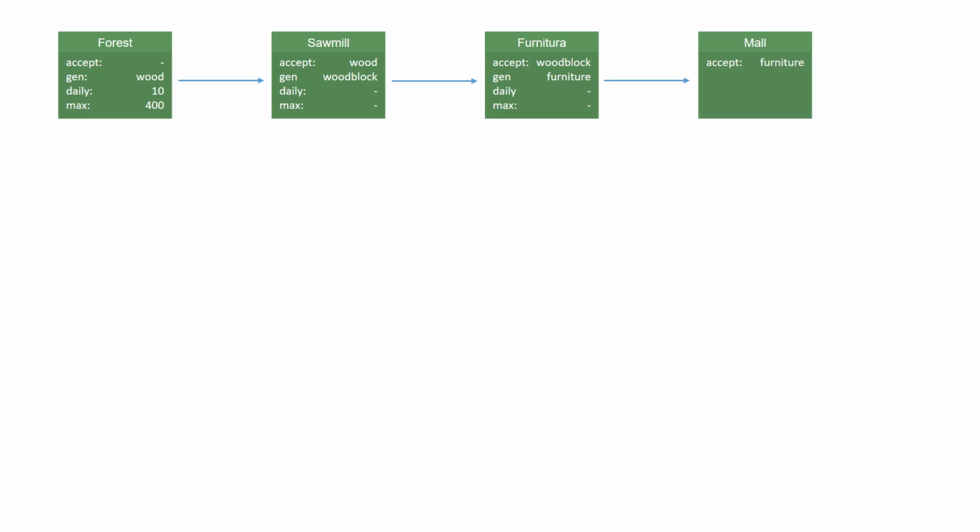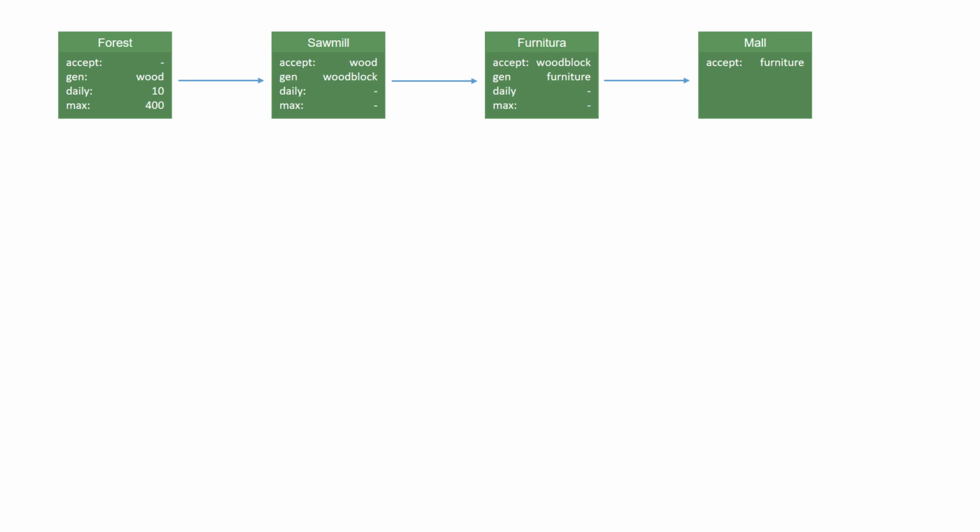Good question maybe you already have: why doesn't the sawmill and the furniture store have a daily minimum and maximum capacity value? This is because some factories only produce when there is an input. So let's see an example.